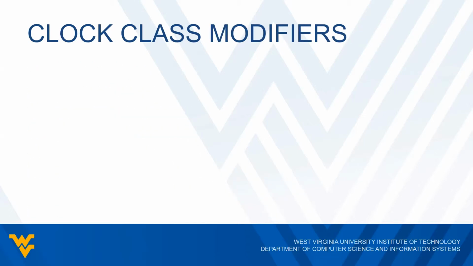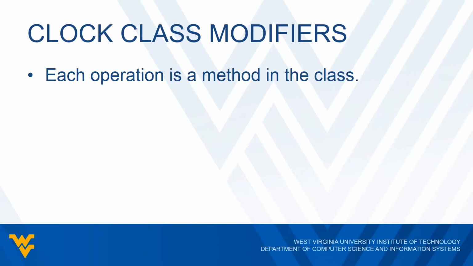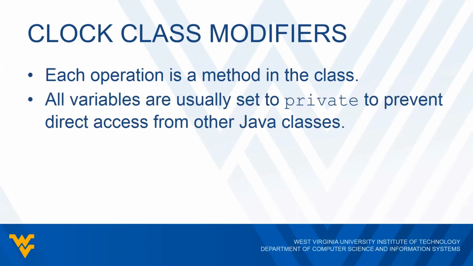So each of these operations that we can perform, we're going to make them as separate methods in the class. So we had 8 different operations, so our class is going to have 8 different methods. Now as for the variables, we're going to set them to private. And this way we can't directly access the variables from other Java classes. This is actually the norm: when you're creating a class, I would say 99 times out of 100, you're going to make your variables private. And we're going to let the methods take care of getting the values of the variables.